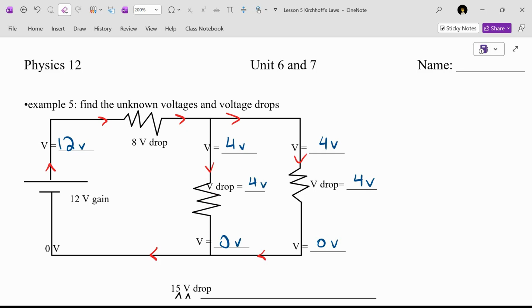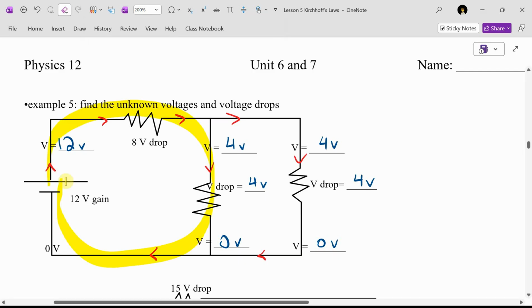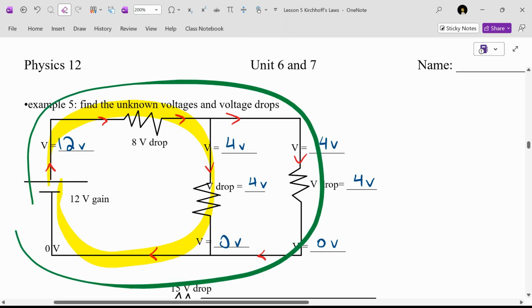And again, this bugs kids because Alexis, I'll have kids say, but Mr. Dueck, 8 plus 4 plus 4, that's 16 volts from a 12 volt. No. That's not what I'm saying. I'm saying any path adds to gains 12, loses 12. There's one path. There's another path. Gains 12, loses 12.